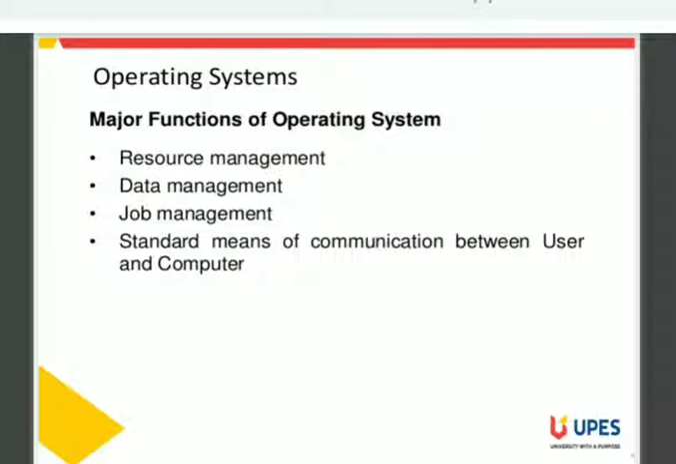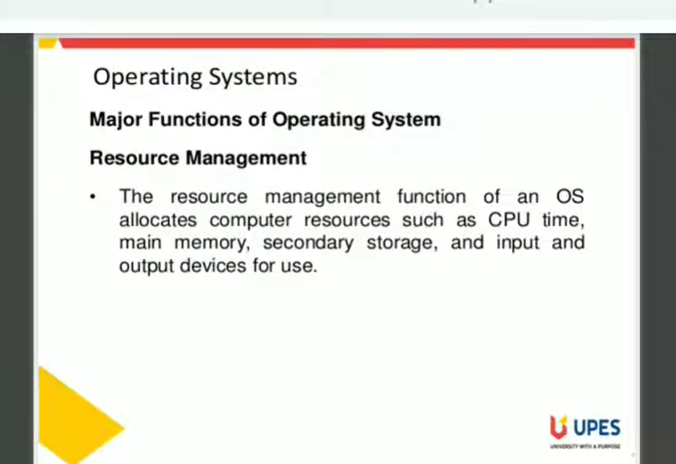Next, major functions of the operating system. We have listed here the major functions of an operating system. The first function is resource management, the second one is data management, the third one is job management, and the fourth one is a standard means of communication between the user and computer. First we will study resource management.